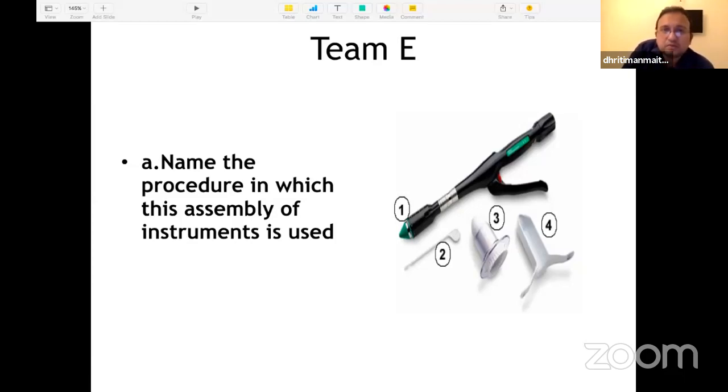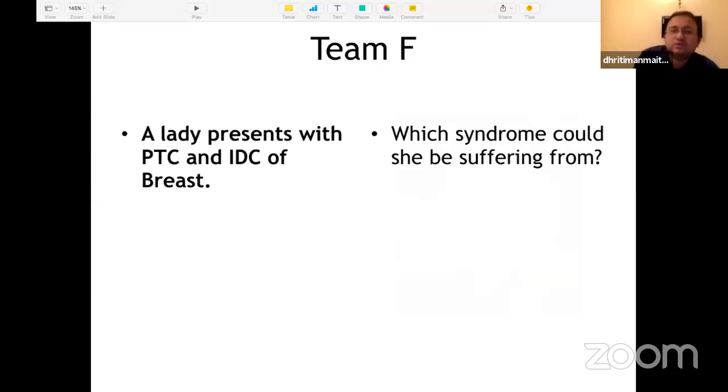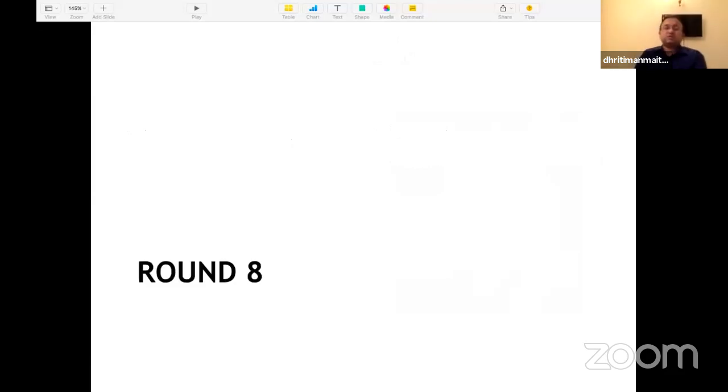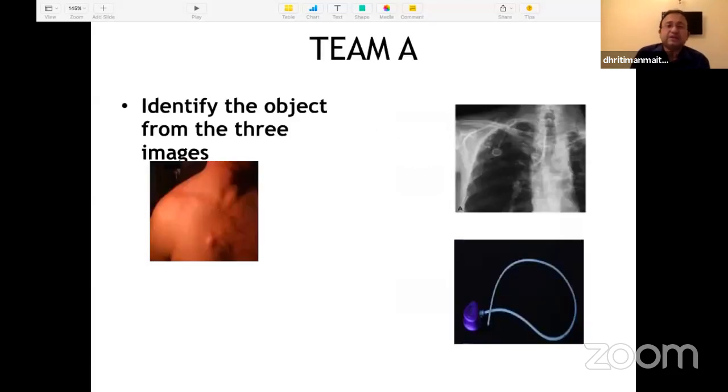Okay. So Sriram also skipped this round. So he missed this question. I think he is now feeling sorry. So moving on to round 8. Anirban has to answer this question because he chose round 8. Identify the object from the 3 images.